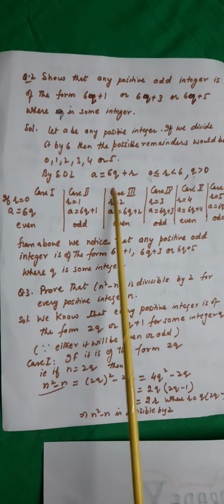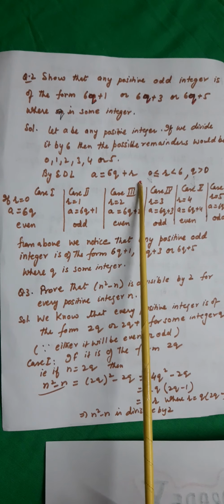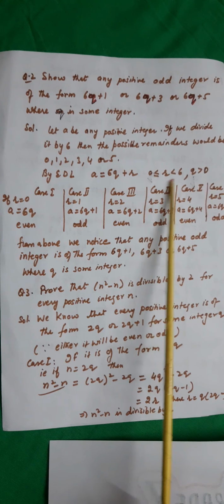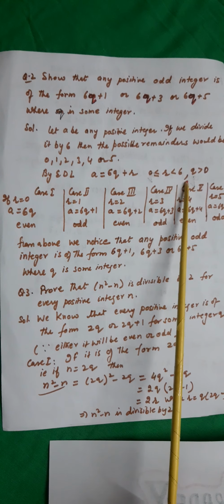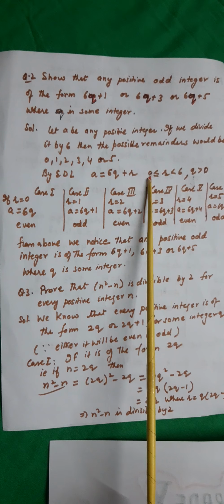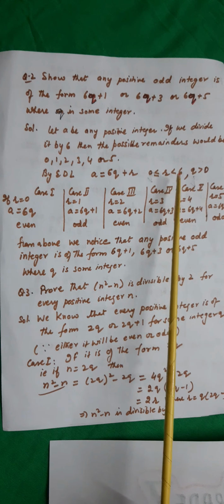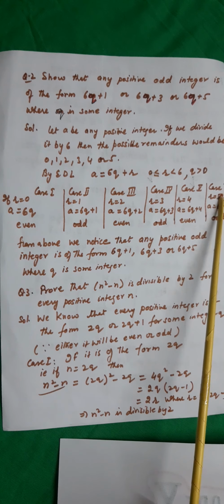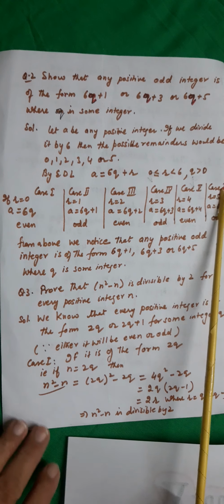Now by Euclid's division lemma, a will be equal to 6q plus r, because you are dividing by 6 and the possible remainders will be lying between 0 and 6: 0, 1, 2, 3, 4, 5. But it will not be equal to 6. So all the cases will be written like in the previous question we have done.